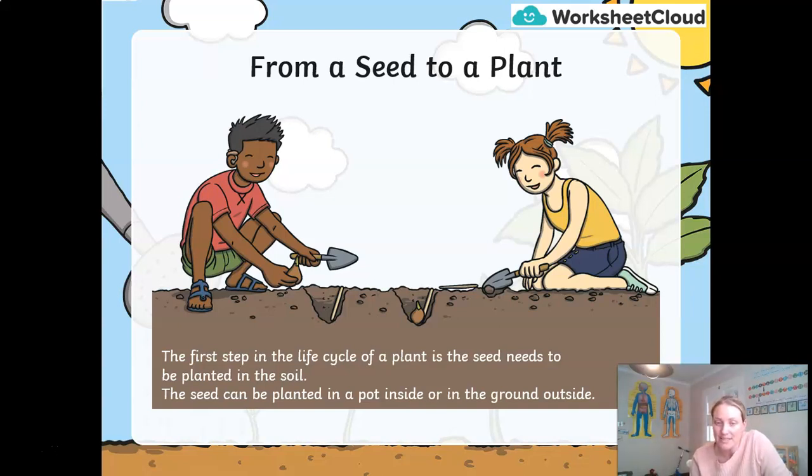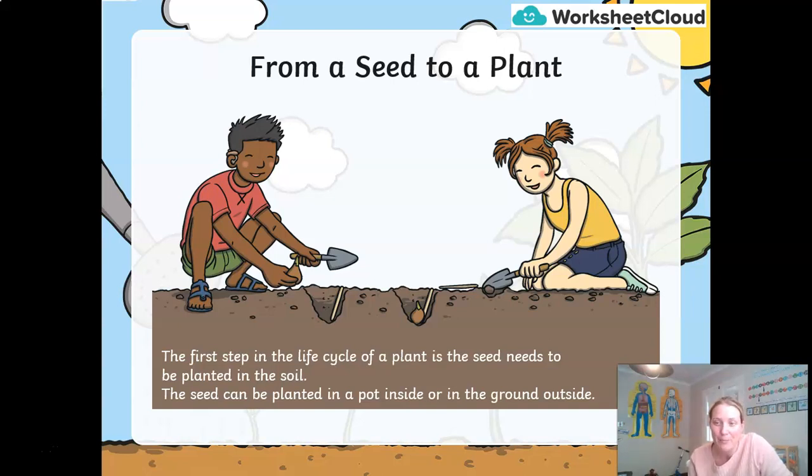The first step in the life cycle of a plant is the seed, and the seed needs to be planted into soil. The seed can be planted in a pot inside or outside, or it can go directly into the ground. Now, it's during lockdown at the moment, so I can't tell you to rush out to the garden centre and buy some seeds.